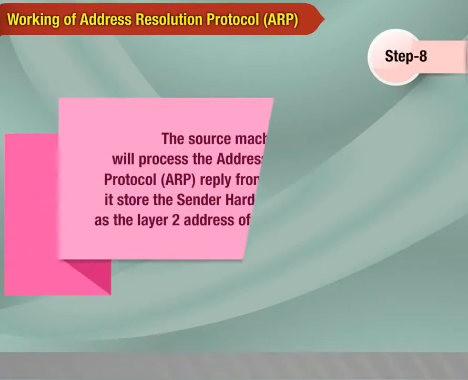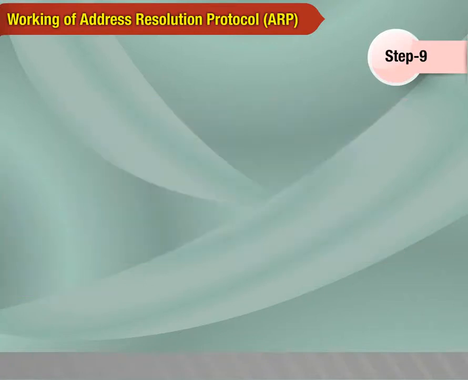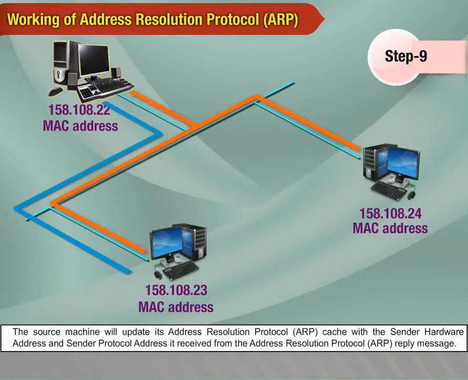Step 8. The source machine will process the Address Resolution Protocol ARP reply from the destination. It stores the sender hardware address as the layer 2 address of the destination. Step 9. The source machine will update its ARP cache with the sender hardware address and sender protocol address it received from the ARP reply message.